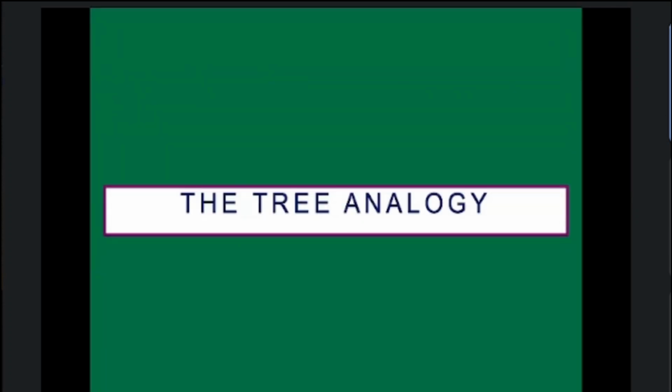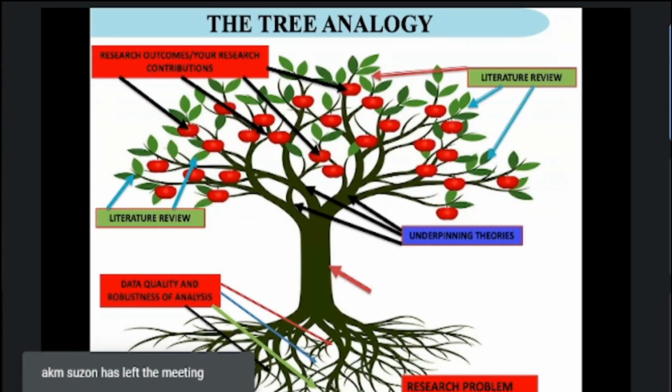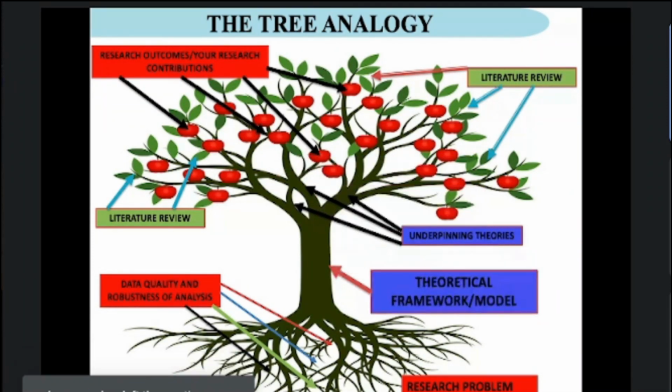Now, this is something that I propose to understand research better. I compare research with a tree.